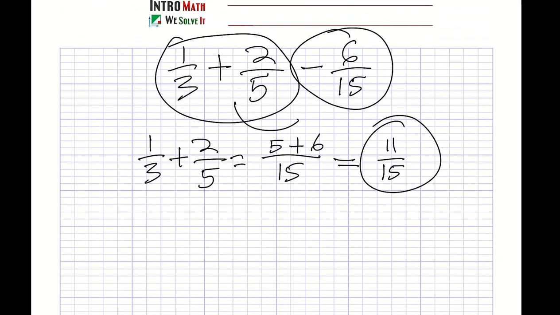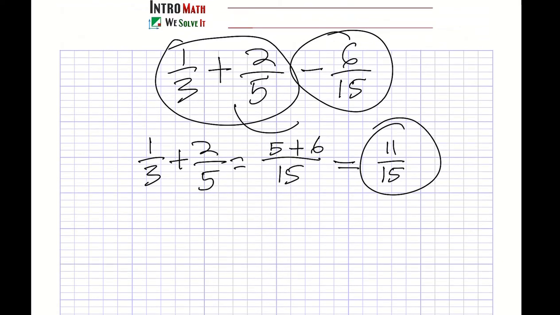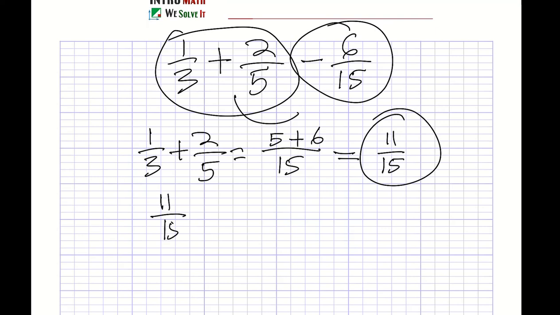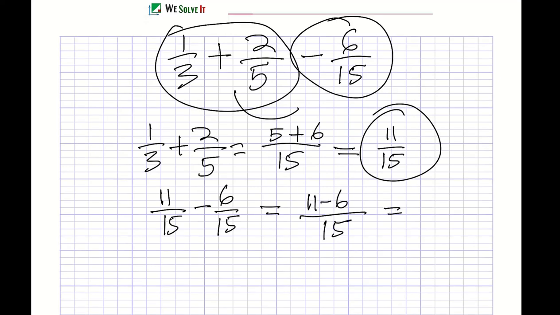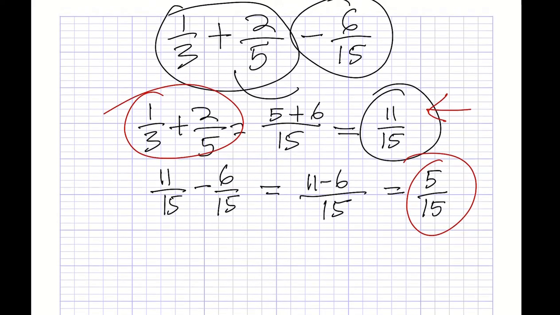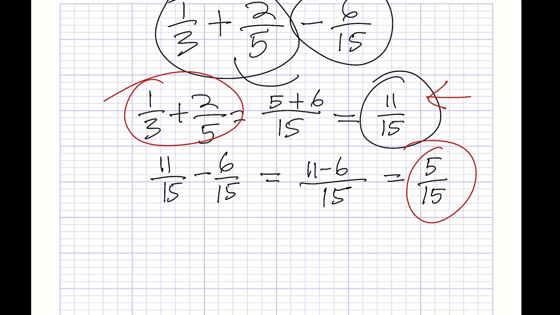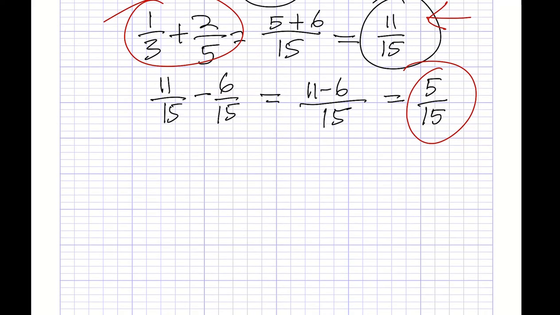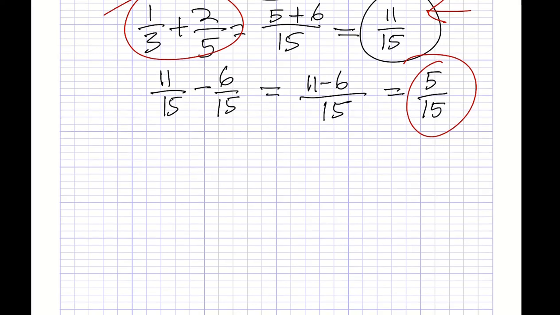Well, I'm sorry, it's not the answer. This is what you get, but then you have to do 11 over 15 minus 6 over 15, right? See? You have to finish up the problem. Then what do you get there? You get 5 over 15. So that's the final answer right there. This is just the answer of this one right here. So if subtraction and addition of fractions are mixed up, don't be scared. You just continue doing what we've been doing.